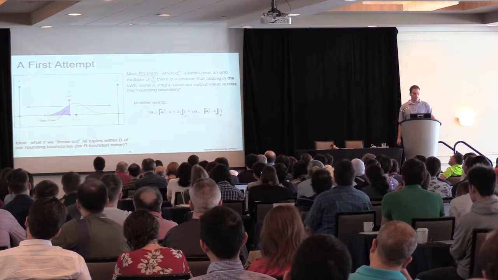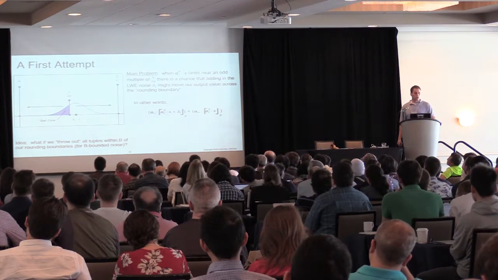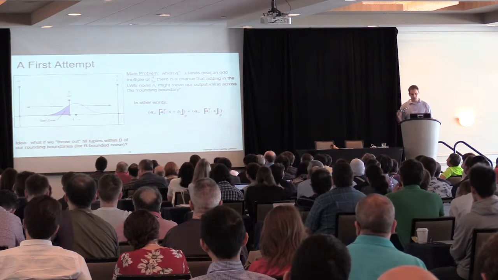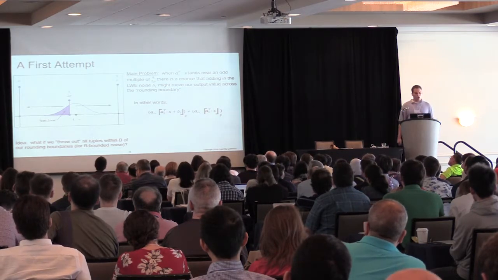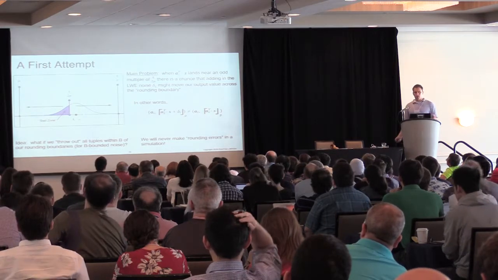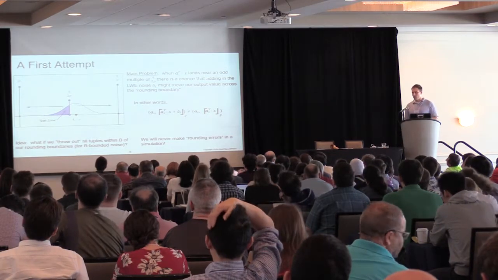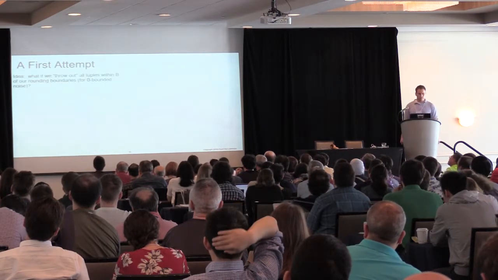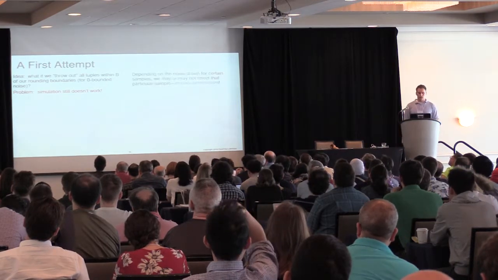So a first idea is, what if we throw out all tuples within B, which is our noise bound, that's how big our noise is, of our rounding boundaries. So in this case, we'll never make a rounding error because we won't have any points that are close to this boundary. So it turns out this still doesn't work.